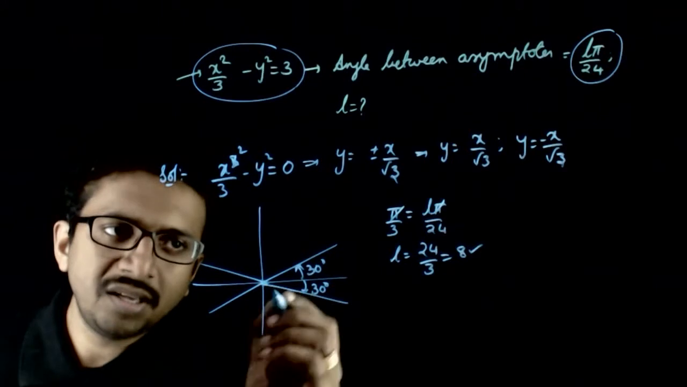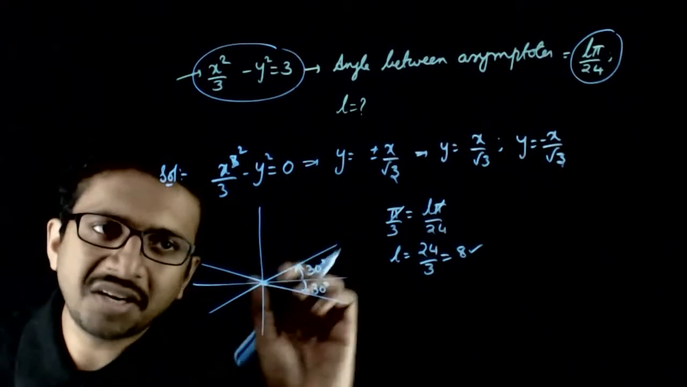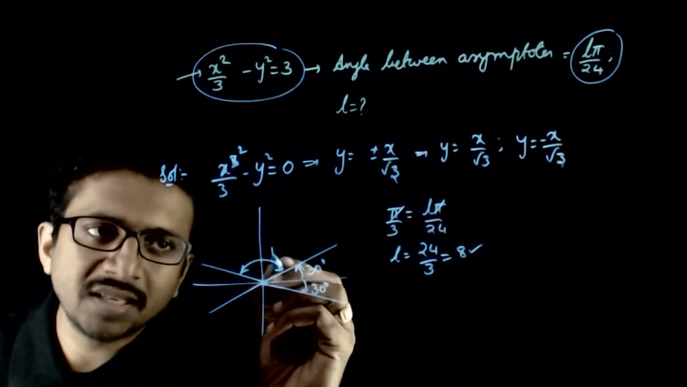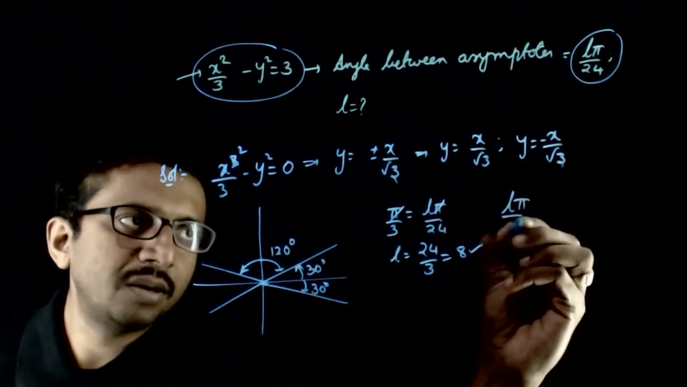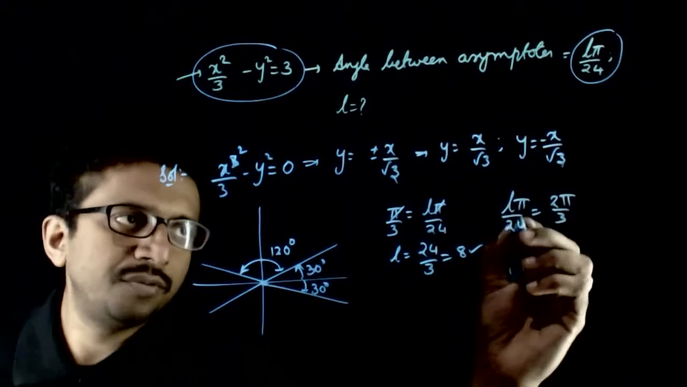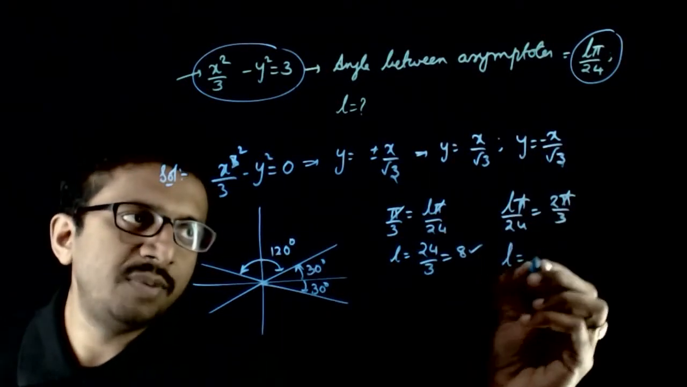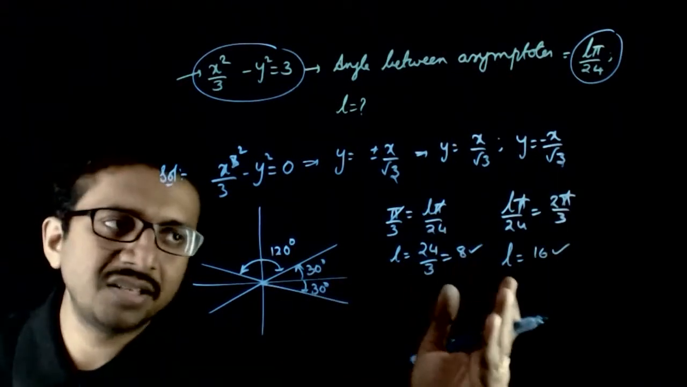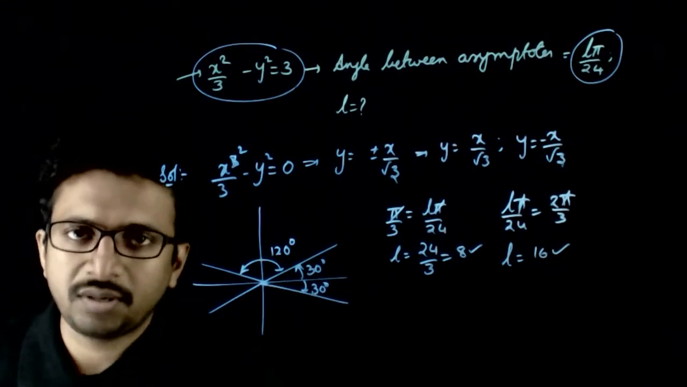But as you can see, if you take any two lines, there will be two angles between them. One is 60 degrees. This other angle is also the angle between the asymptotes, and it is 120 degrees. So L pi by 24 can also be equal to 2 pi by 3. If you equate L pi by 24 to 2 pi by 3, L will be equal to 16. So the value of L can be either 16 or 8. Now let us go to the fourth question.